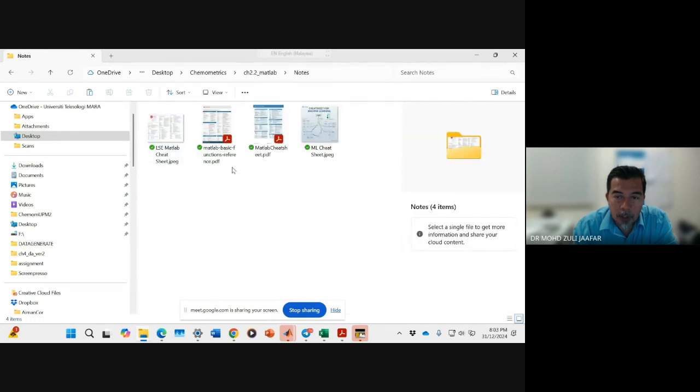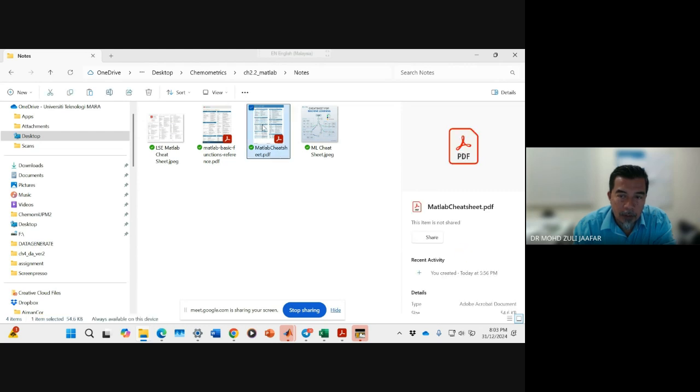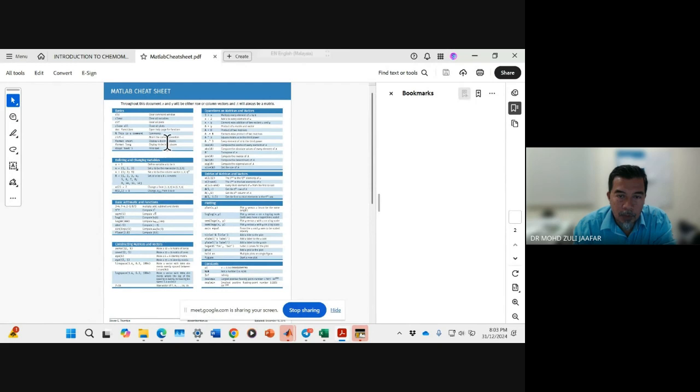I provide here the basic coding in MATLAB. Maybe it is important for you to look at it and study. In the future, if you want to implement MATLAB, you can use this one, especially this MATLAB cheat sheet. Okay, I double click this document there.